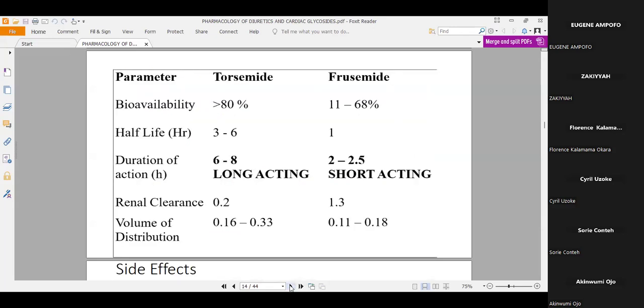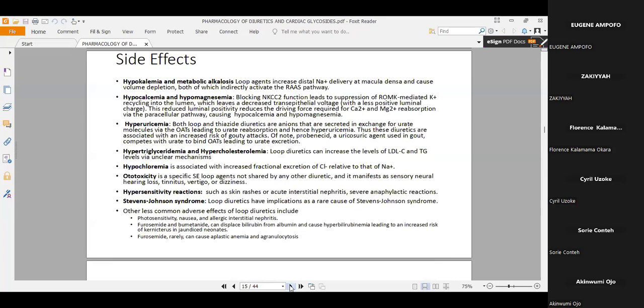So this is a table just comparing the bioavailability and half-life of torsemide and furosemide. So the side effects, they cause hypokalemia and metabolic acidosis, hypocalcemia and hypomagnesemia, hyperuricemia, hypertriglyceridemia, and hypercholesterolemia. They lead to ototoxicity.